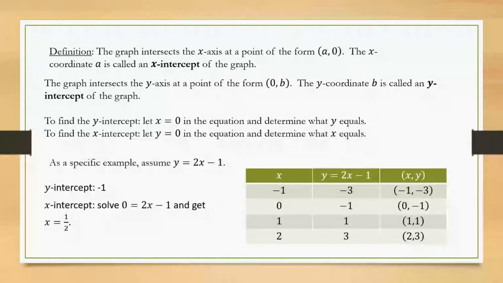But let me just say this. Here, we have these notions of the x-intercept and the y-intercept. There is a formal definition here. I'll go through this again next time. But let me just say that the x-intercept is where the graph crosses, or excuse me, touches the x-axis, hence the name x-intercept. For the y-intercept, that's where the graph intersects the y-axis.